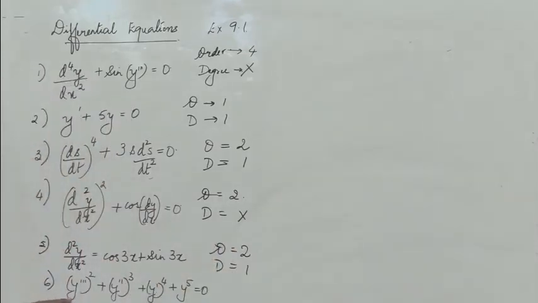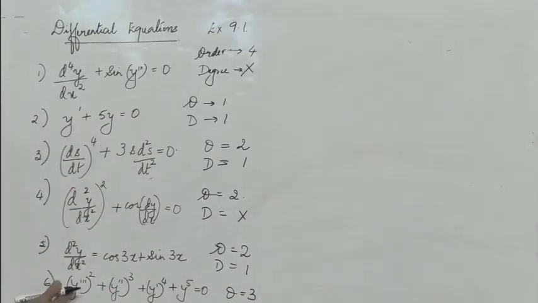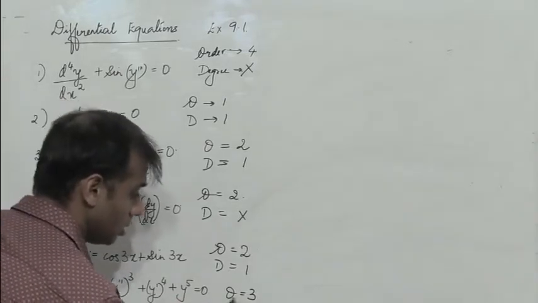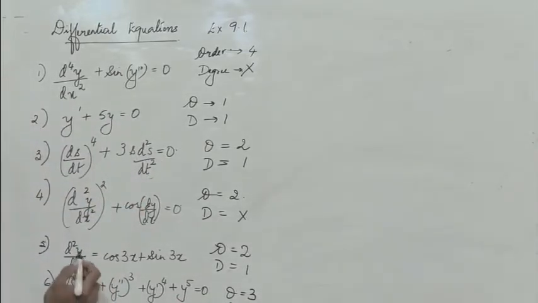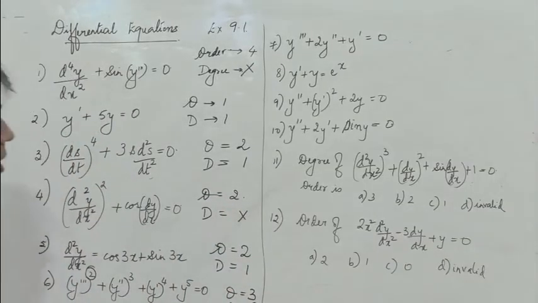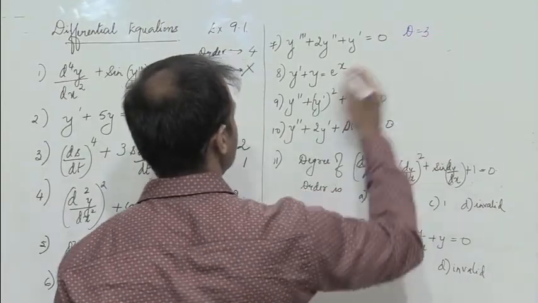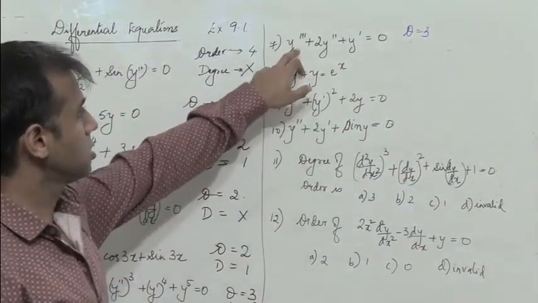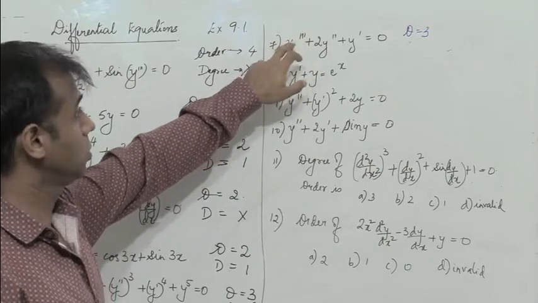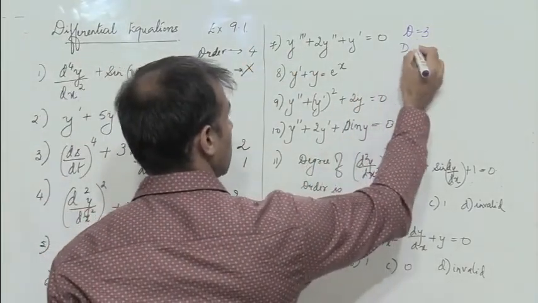Next, in the sixth problem, I find that the highest order is 3, and the highest order is raised to power 2, so therefore the degree is 2. Okay, problem 7. The order is definitely 3 and the degree is 1. The highest order is 3 and that is raised to 1, so definitely the degree is 1.